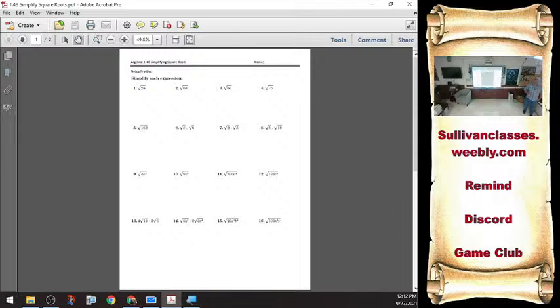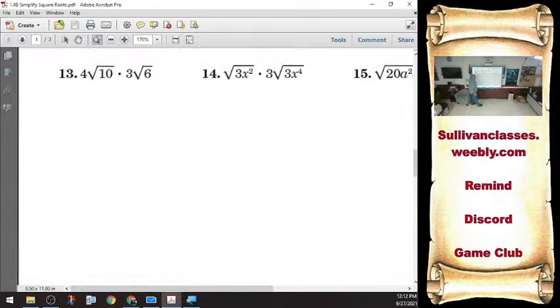Someone help me out. Where'd we end off? 14. Okay, so we got the first 3 rows. Yes. All right. So down here, this will be a little bit of an expansion of what we were doing last time and some review of what we were doing last time. Okay.